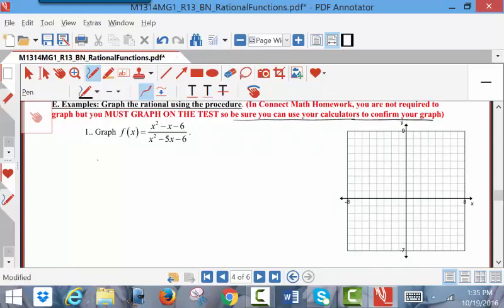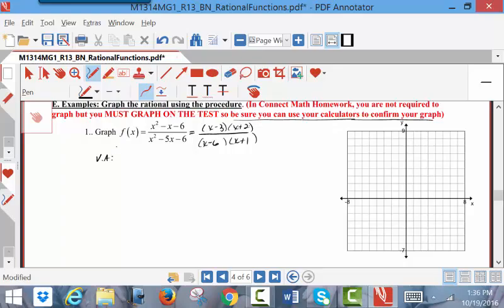The first thing we want to do is take a look at vertical asymptotes. The vertical asymptotes are pretty independent of everything else because they rely on the denominator. To get the vertical asymptotes, I need to factor this denominator. It's going to factor into x minus 6 times x plus 1. Normally we would factor the numerator too, but you don't really have to. It's the denominator you're focusing on, but you could factor the numerator also.